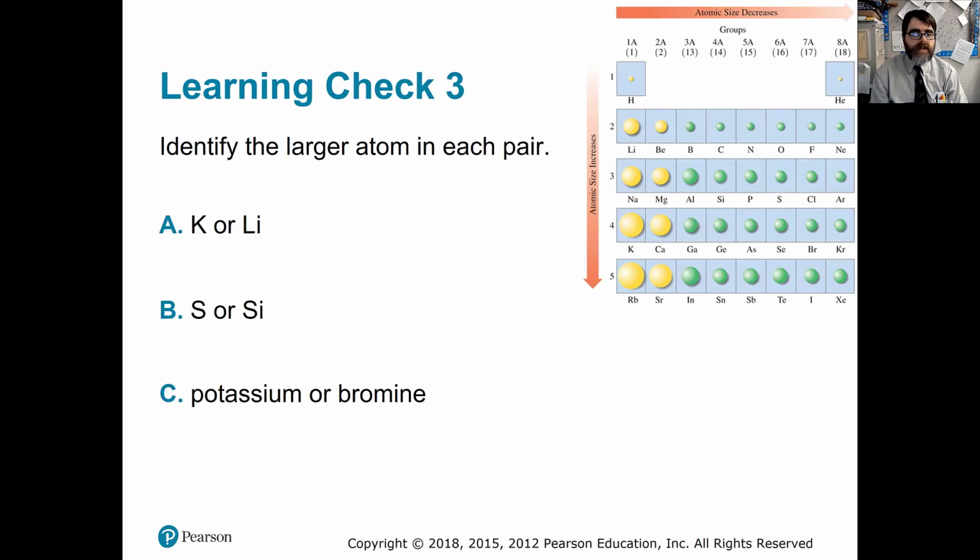Anyway, this one here just asks us to list the largest in each pair. Yes, you could use this one over here, but as we go down, it gets bigger, so potassium is below lithium. As we go across, we get smaller, so then silicon is bigger than sulfur. And here we've got potassium and bromine. So those are here. That is in the opposite direction of this one here, so potassium is bigger.